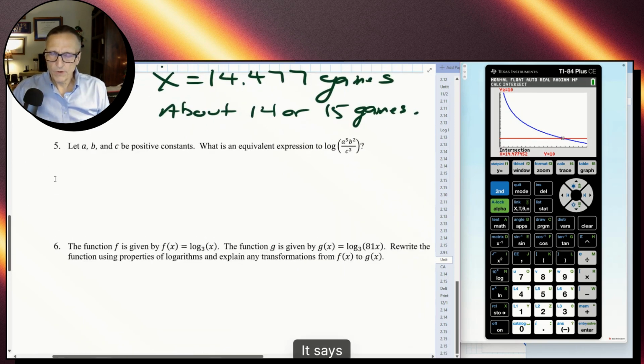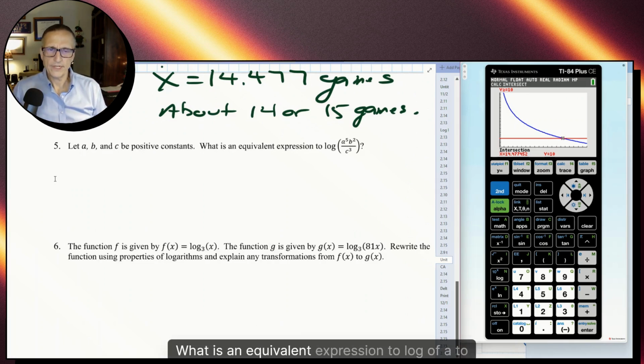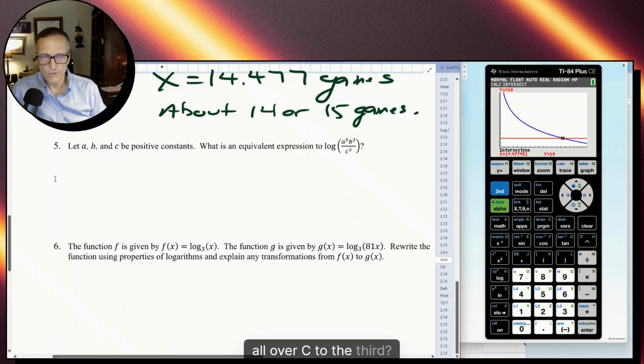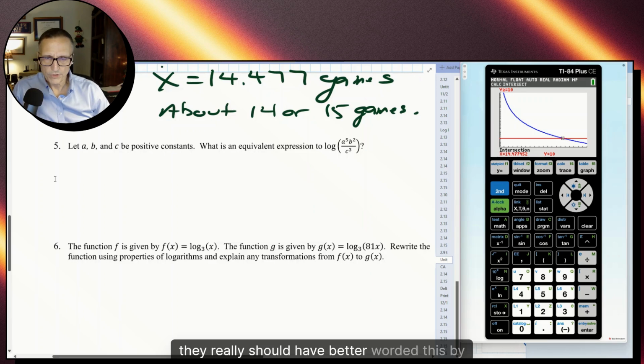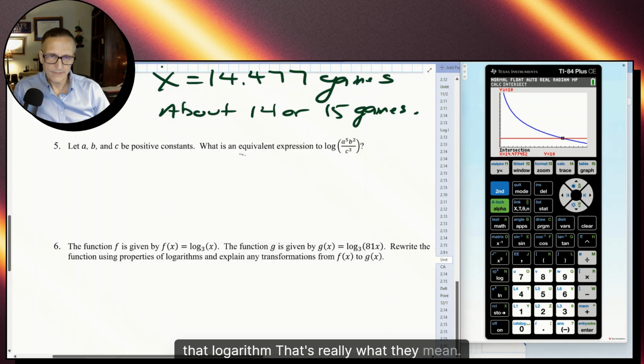Number 5, it says let a, b, and c be positive constants. What is an equivalent expression to log of a to the fifth, b to the second, all over c to the third? Well, they really should have better worded this by telling you to completely expand that logarithm. That's really what they mean.